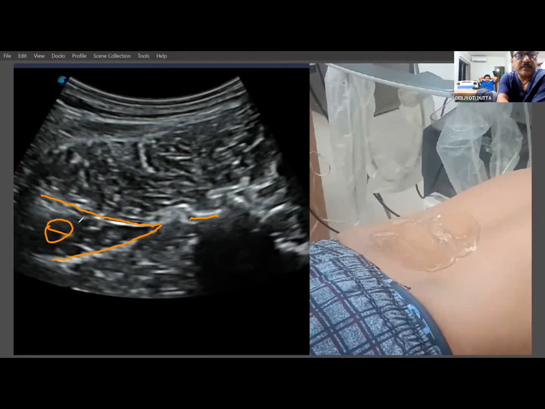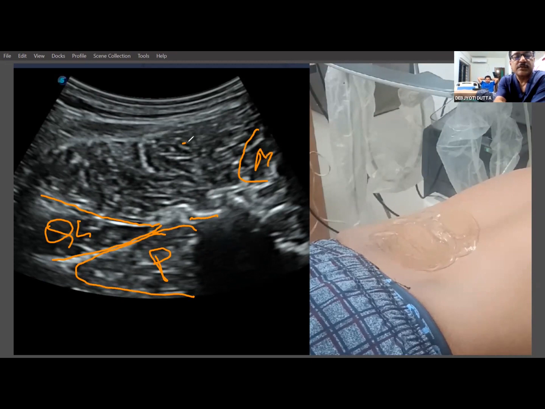So what is this muscle? This is your QL. What are these muscles? It is under the transverse process, so you cannot see the whole of the muscles. But you can see this part of the muscles. This is your psoas. And here you can see the three muscles very nicely. This is your multifidus. This is your longissimus. And this is your iliocostalis. So these three muscles are very nicely set.